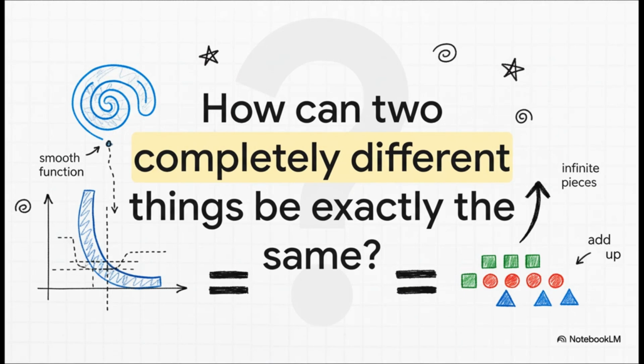And that leads us to the big question for this whole explainer. How is that even possible? How can a smooth, flowing function be perfectly described by just adding up a bunch of simple little pieces forever? That's the puzzle we're going to solve together.